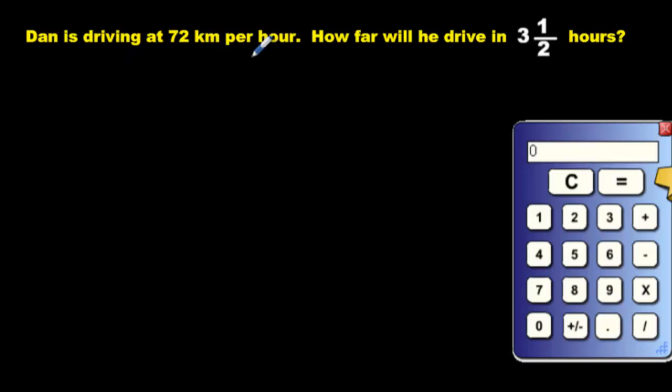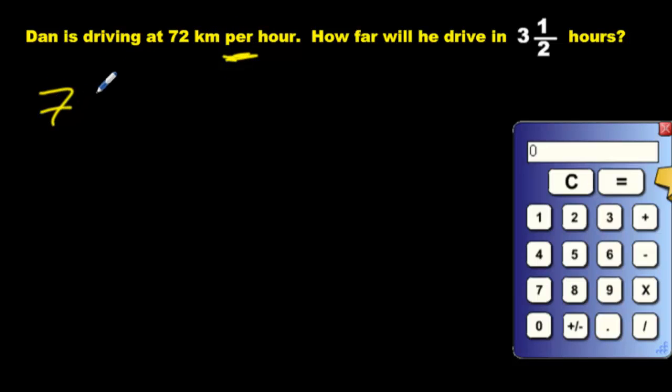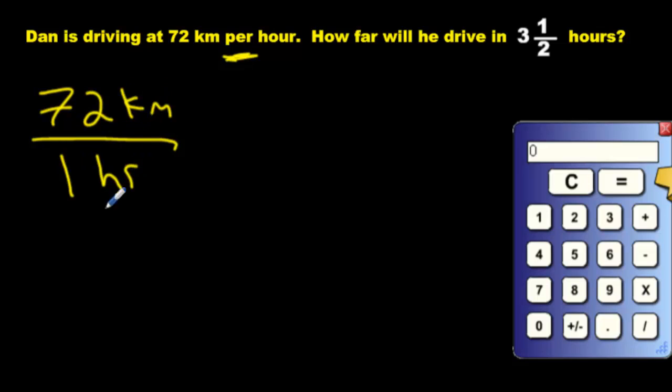Dan is driving 72 kilometers per hour. You know what per means? It means 1. So we have 72 kilometers. Set it up as a rate for 1 hour. It's a rate, kilometers, hours. They're different units. How far? So far means what? Time or? Yes, kilometers. How far will he drive in 3.5 hours?